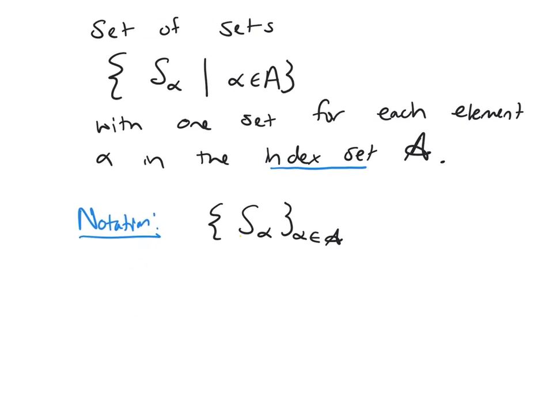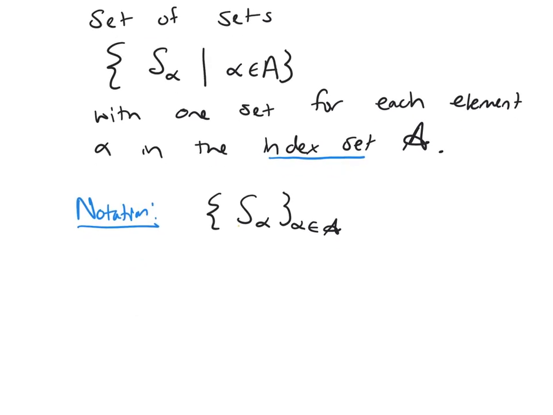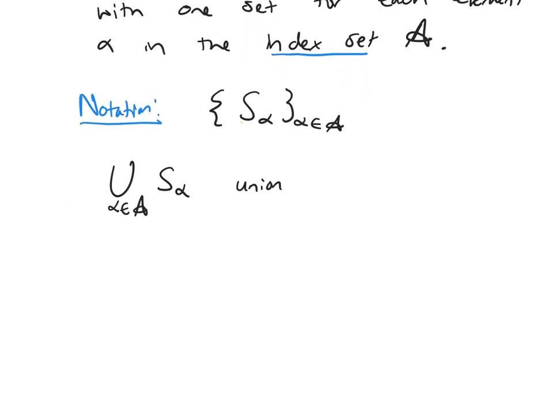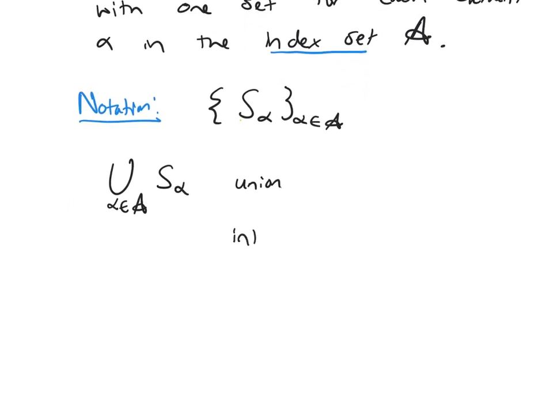And then from here, we can talk about unions and intersections of these sets. And so the way you would write it, it's the union of alpha in A, S alpha. That would be the union. And then the intersection, you would write as the intersection of alpha in the set A, S alpha.